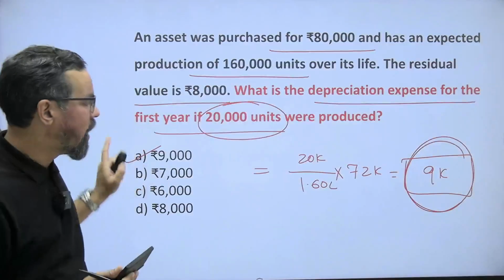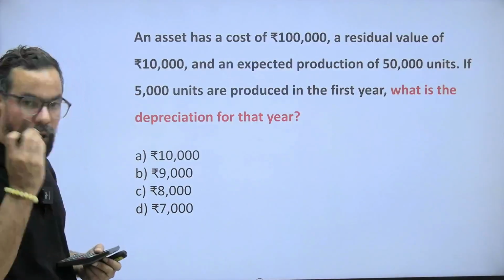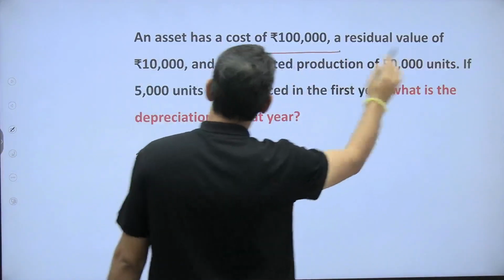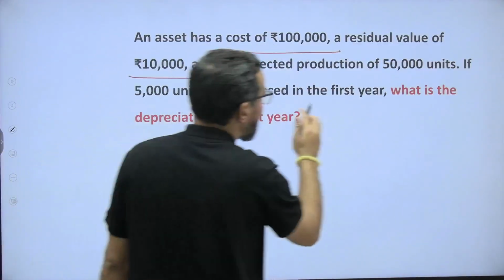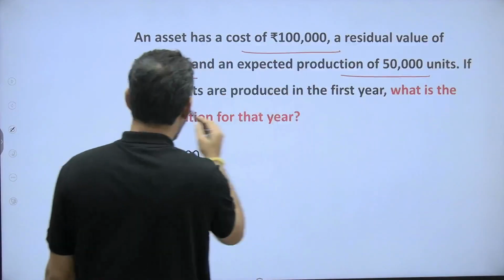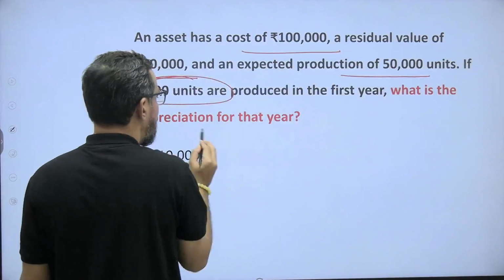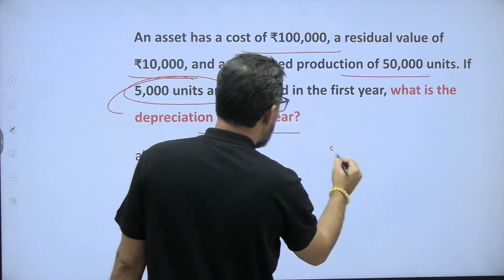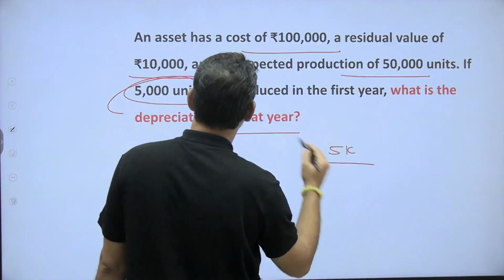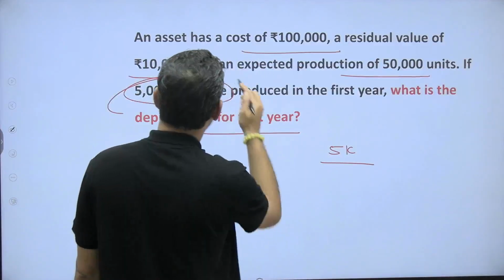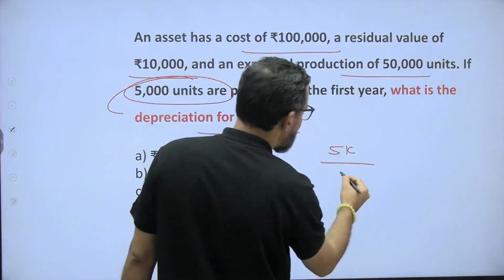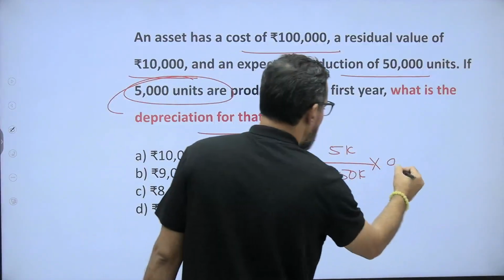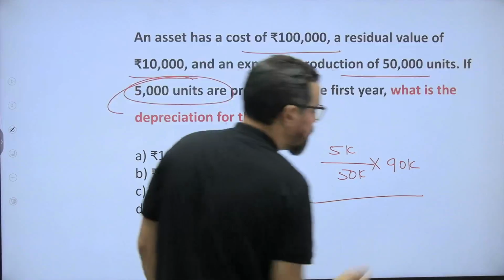Otherwise, you have to understand your logic. You have to build your logic. That's it, right? An asset costs 1 lakh, residual value is 10,000, expected production is 50,000. During that particular period they produce 5,000 units. So depreciation will be 5,000 divided by expected production 50,000, into cost minus 1,90,000. So the outcome will be your answer for this particular question.